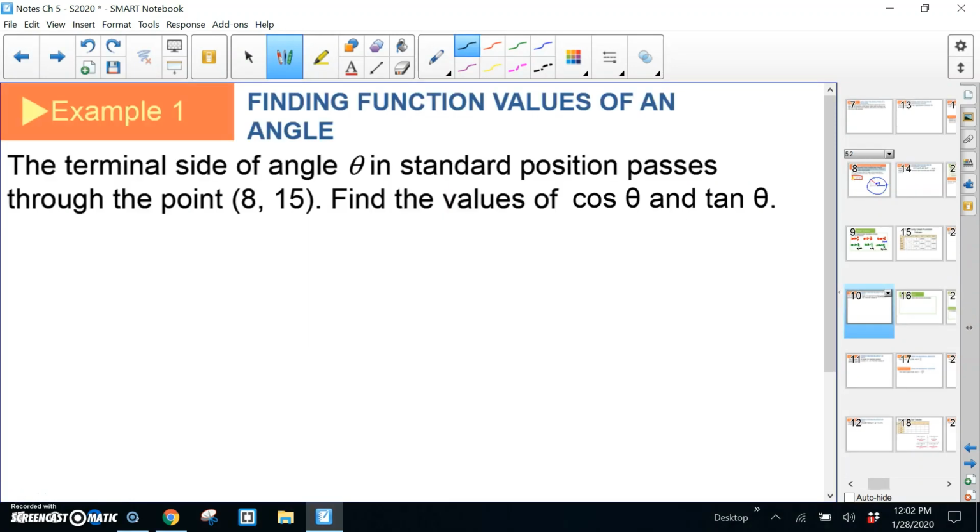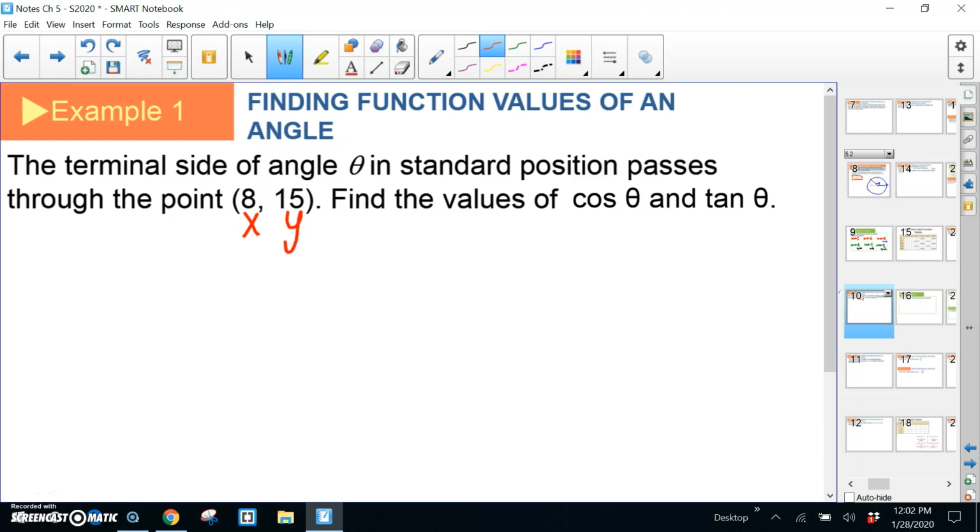Example 1 says the terminal side of angle theta in standard position passes through the point 8, 15. Find the values of cosine theta and tangent theta. My default is that I like to draw a picture of this, but I almost think that makes it more complicated. So I'm going to do it without drawing a picture. I think you'll understand it better, and then I'll come back and draw the picture after that. They give me an x and a y number. I know x is 8, I know y is 15.